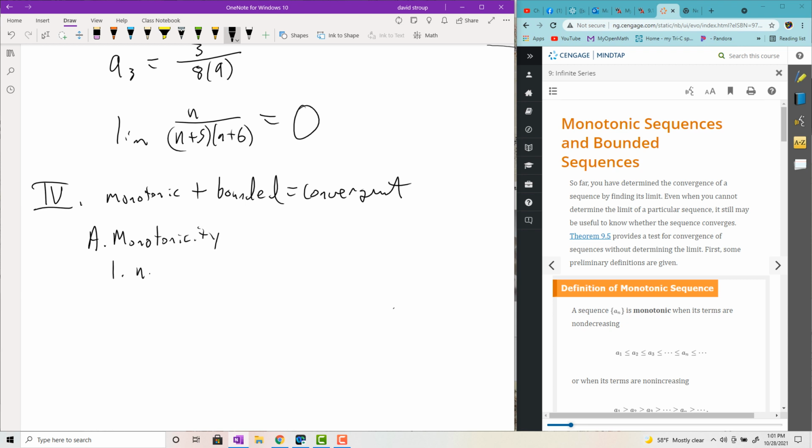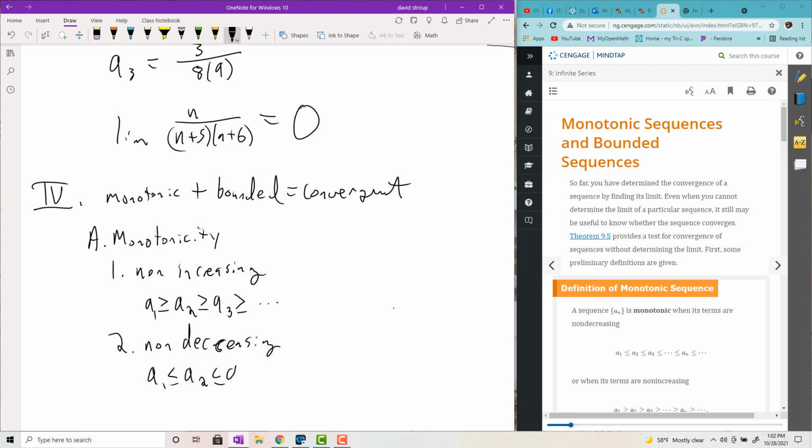First, non-increasing, which basically just means it's decreasing, but you have to deal with the sort of inequality issue, right? So a sub 1 will be greater than or equal to a sub 2, greater than or equal to a sub 3, etc. Secondly, then, there's the non-decreasing type. And that says a sub 1 will be less than or equal to a sub 2, less than or equal to a sub 3, less than or equal to dot, dot, dot. Okay.